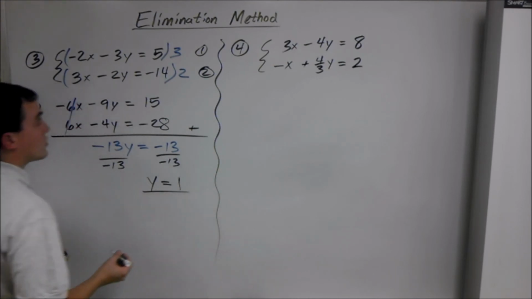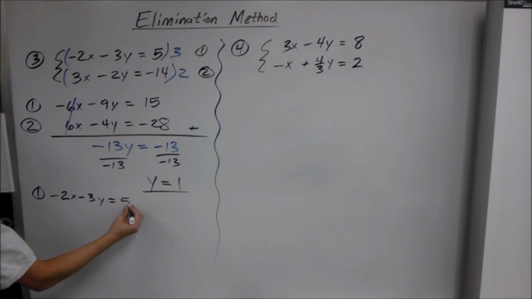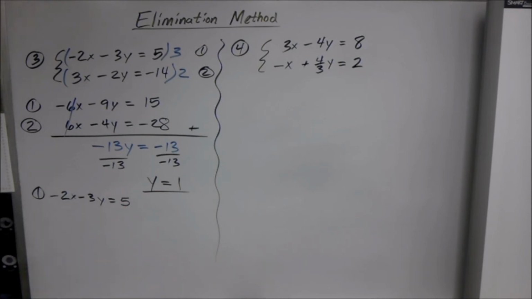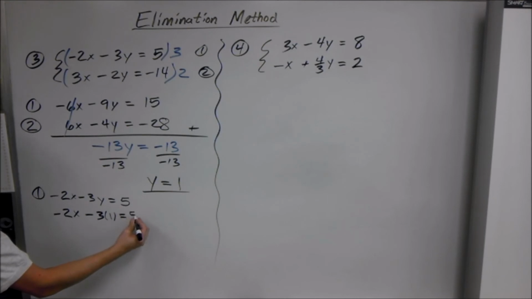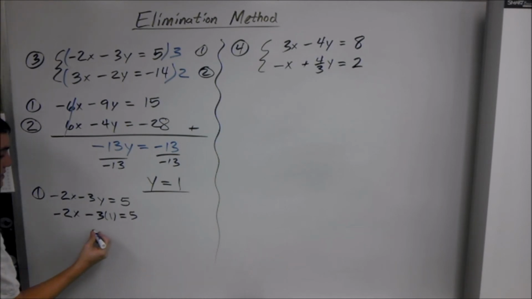Now we pick either equation, plug that in, and find the x value. It doesn't matter which one you pick, so we'll just take the first equation: negative 2x minus 3y equals 5. We're plugging in 1 for the y, so that becomes negative 2x minus 3 times 1 equals 5. That's just 3, and since we're minusing 3, we can add 3 to get rid of it.